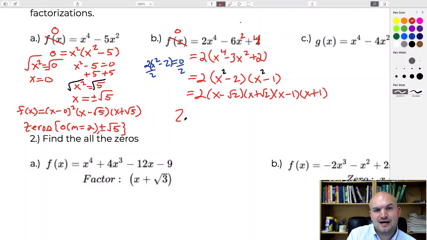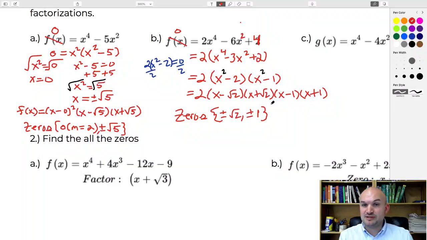And then from here, I can determine the zeros, which is just going to be plus or minus the square root of 2 and plus or minus 1. And then to determine the multiplicity, we're just looking at the power of each of these factors, and we notice that the power of each of these factors is 1. So we'll just leave it at that.